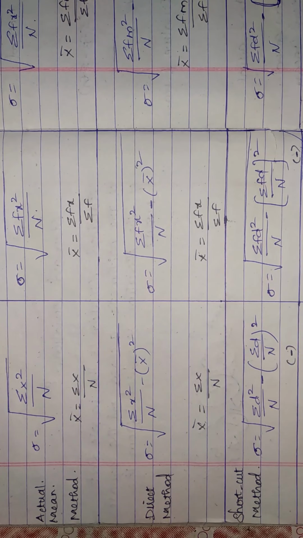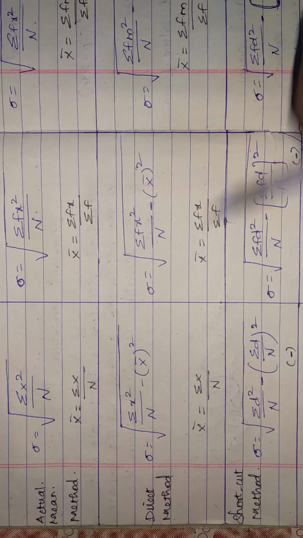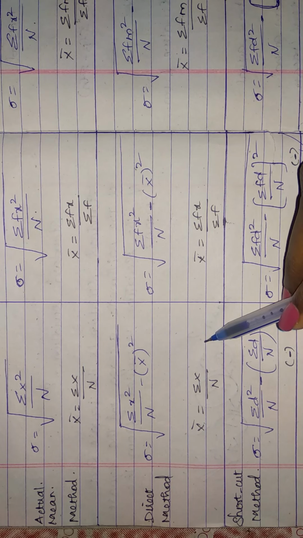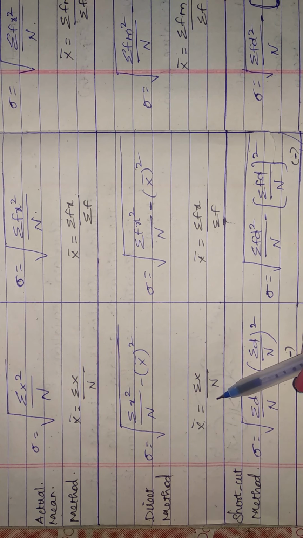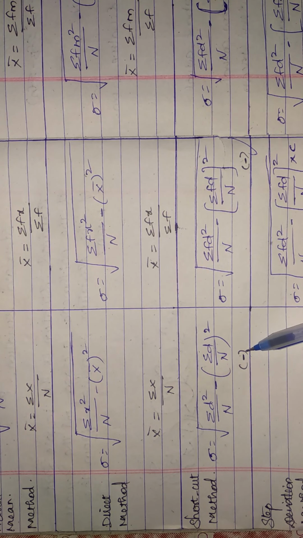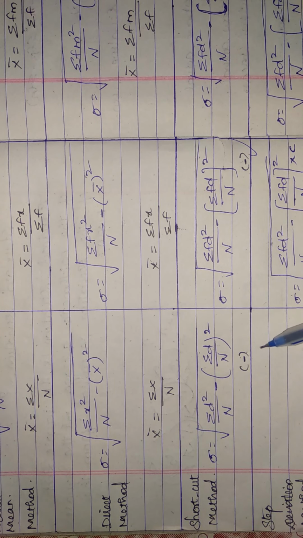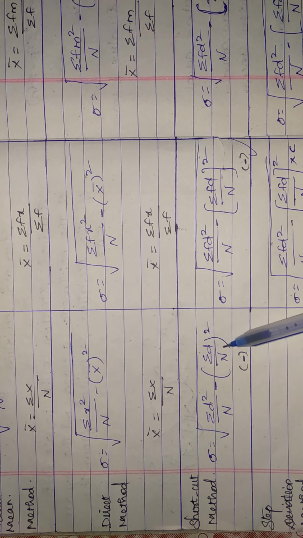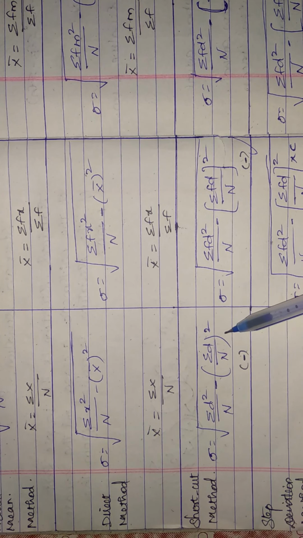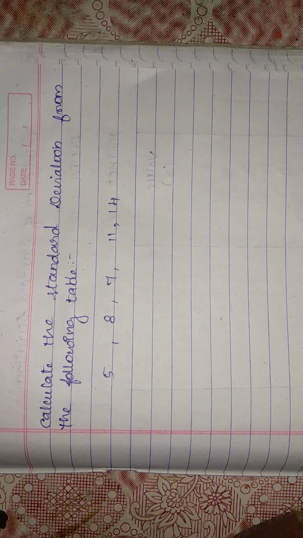The direct method formula is sigma equals root of summation x square divided by n minus x bar square. So here also we have to find the arithmetic mean value: x bar equals summation x divided by n. For the shortcut method, we need not find the mean value, because in the solution table itself we can get all these values. Sigma equals root of summation d square divided by n minus summation d divided by n, the whole square.